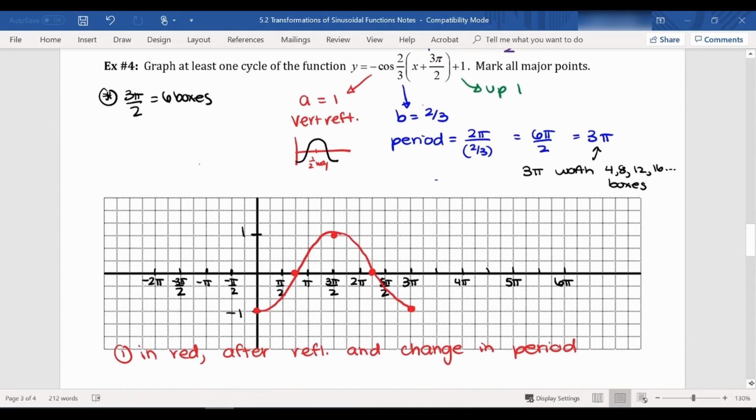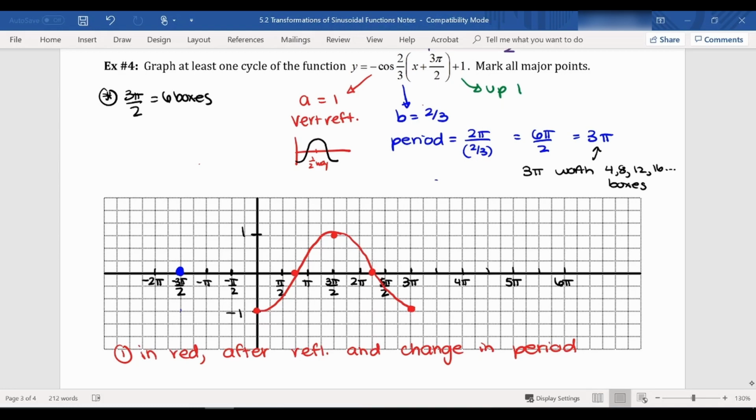So to the left, 3 pi over 2 is 6 boxes to the left and up 1. So my first minimum here that's on my y-axis, if I move to the left by 6 boxes, it's going to end up over to the left of my axis. And then up by 1 means I'm going to end up on the x-axis, because 1 unit vertically is 3 boxes. So what I'm doing really is I'm moving left by 6 boxes and up by 3 boxes.